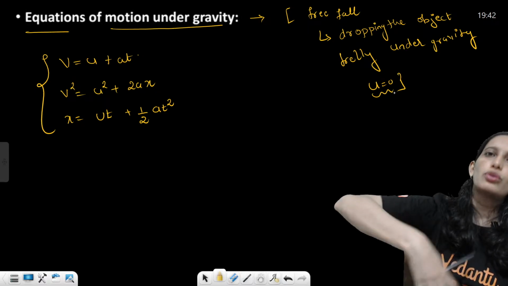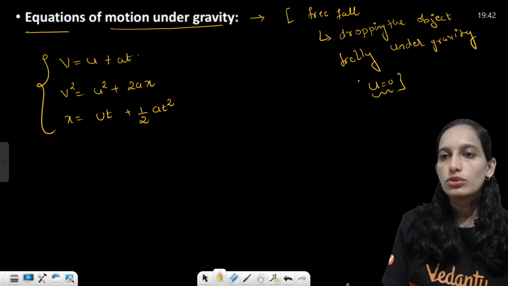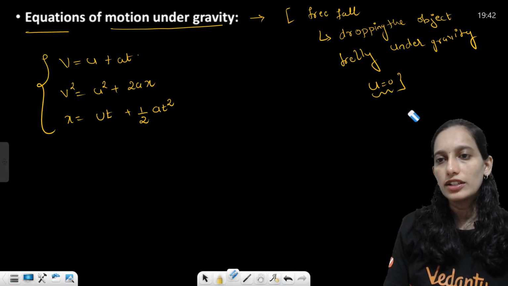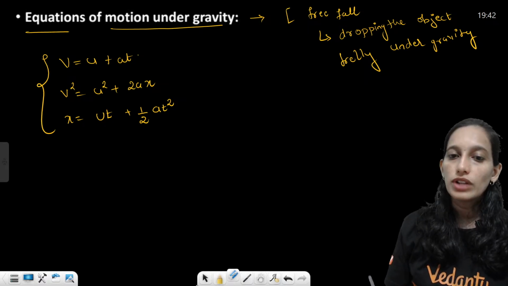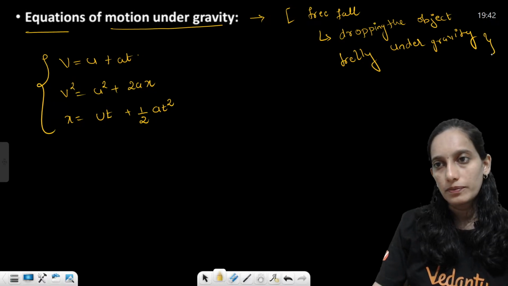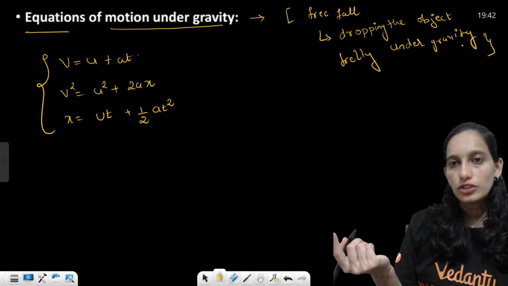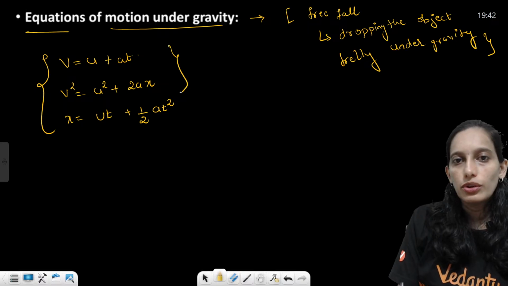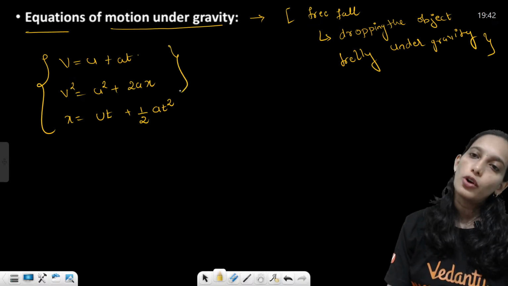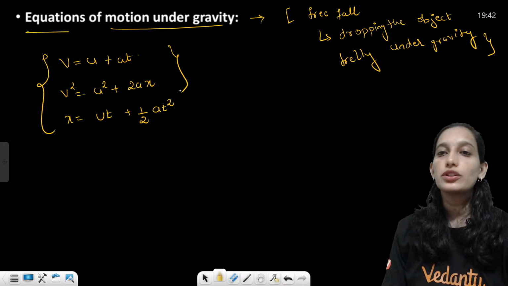Sometimes you can just throw with some initial velocity. So usually in the dropping case we take initial velocity 0. So that I'll consider when we are discussing the problem. Right now I don't consider u. But in problems, if you take the free fall case, u is 0.